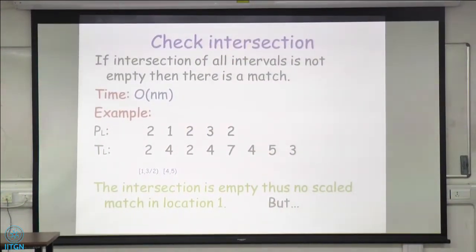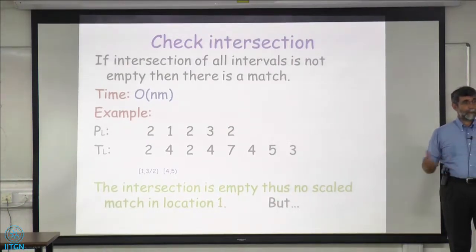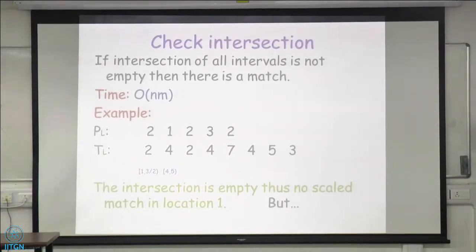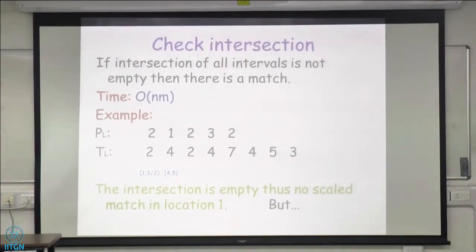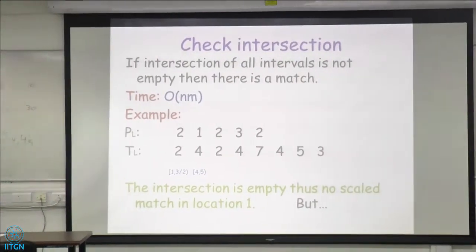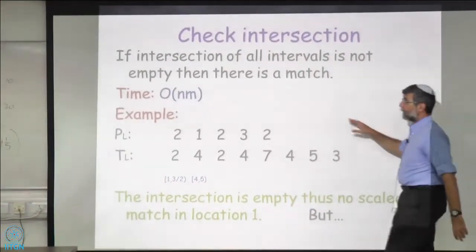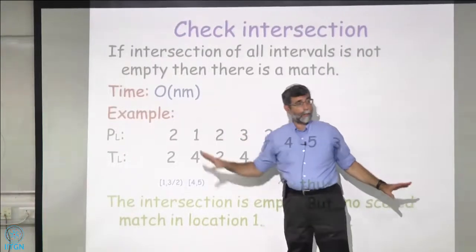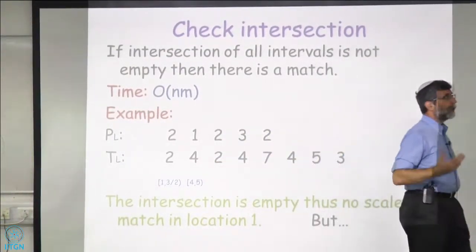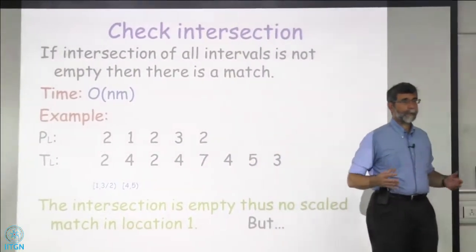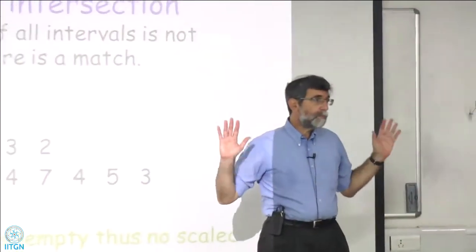So for every text location, I'm going to compute the intervals and look for the intersection. So the time is O of nm. Only if the intersection of all the intervals is not empty, then I know that there's a match. But the time is O of nm. It's not awful. I mean, initially you would think, well, how do I even do it? But the naive way, O of nm.